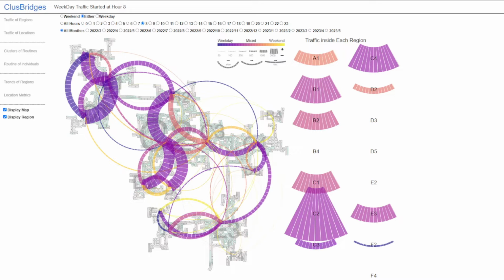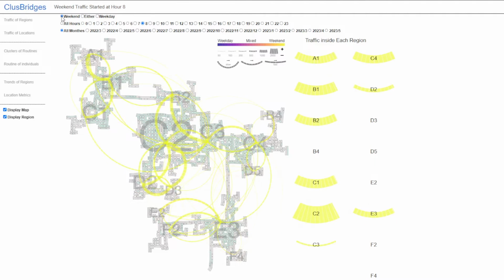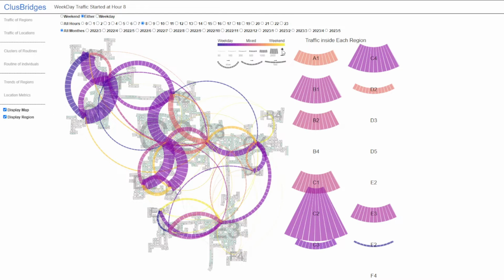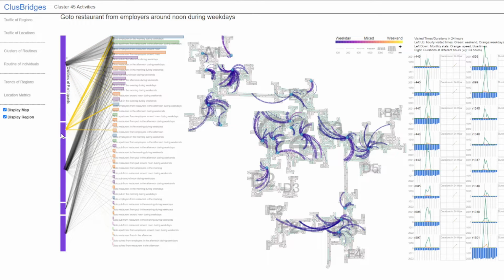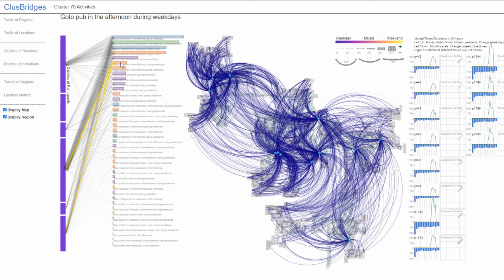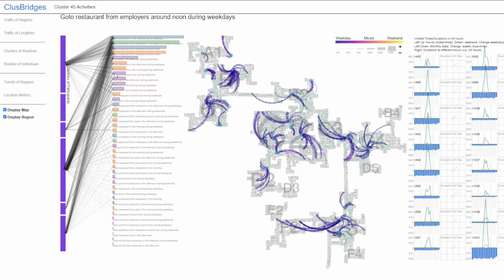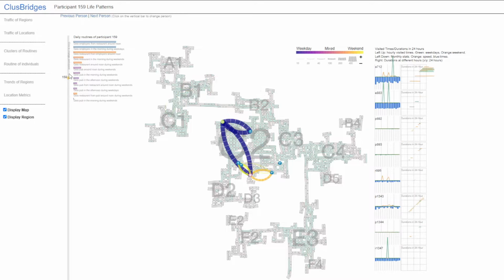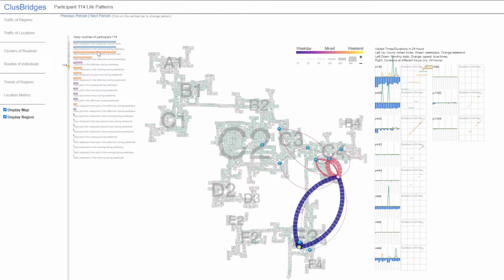We introduce ClusBridges, a visual analytics system to abstract, summarize, and present a large size of travel records, from general observations to local details. At the macro level, the system clustered travel records into groups and divided the entire city into multiple regions to summarize overall city life patterns. At the micro level, we highlight an individual's daily patterns with interesting details illustrated.